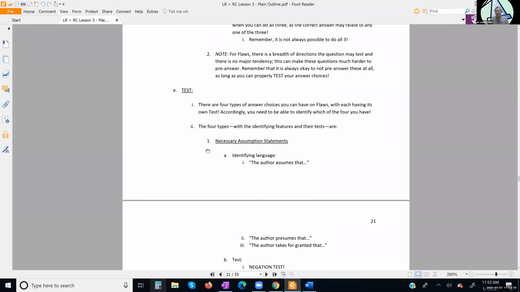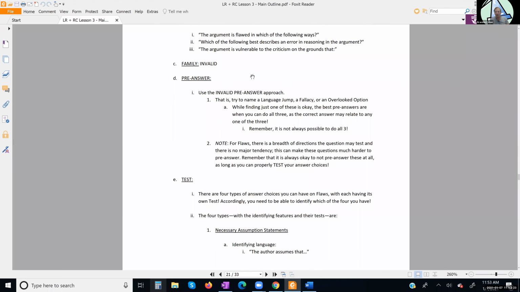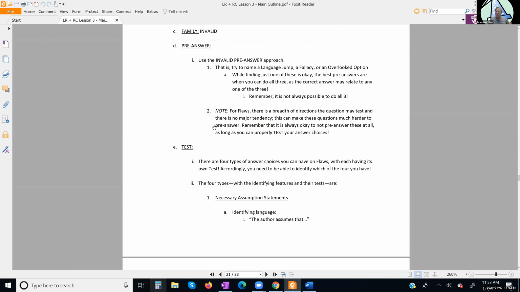Well, it depends. This is actually what makes flaws so tough. There are two things that make flaws tough. First, from a pre-answering level, the idea is that we have no correlation of which way they're going to go. In fact, the correlation is that they test some very unique and specific things in flaws. Some questions we know they're going to test jumps. Some questions we know they're going to test overlooked options or correlations with correlation-cause questions. But in flaws, we don't really know. They test all of the stuff, including even the most random assortment of issues. So that makes pre-answering tough.